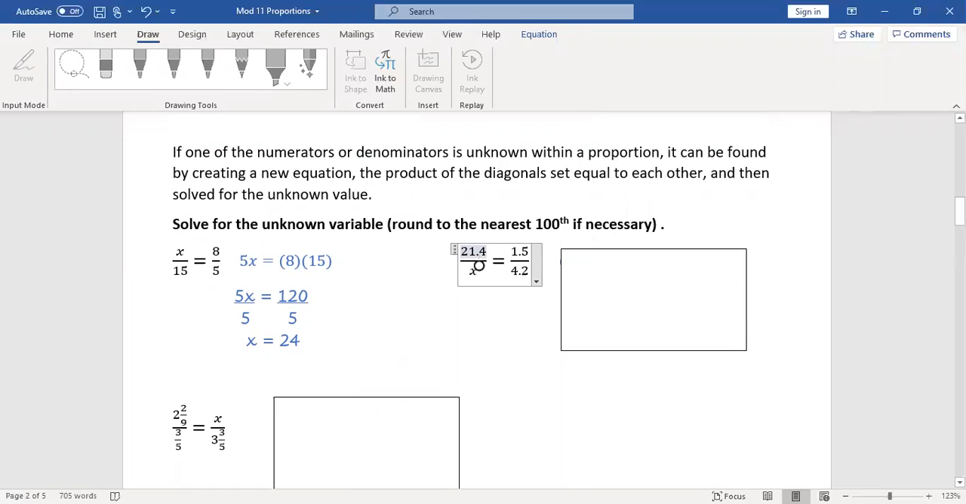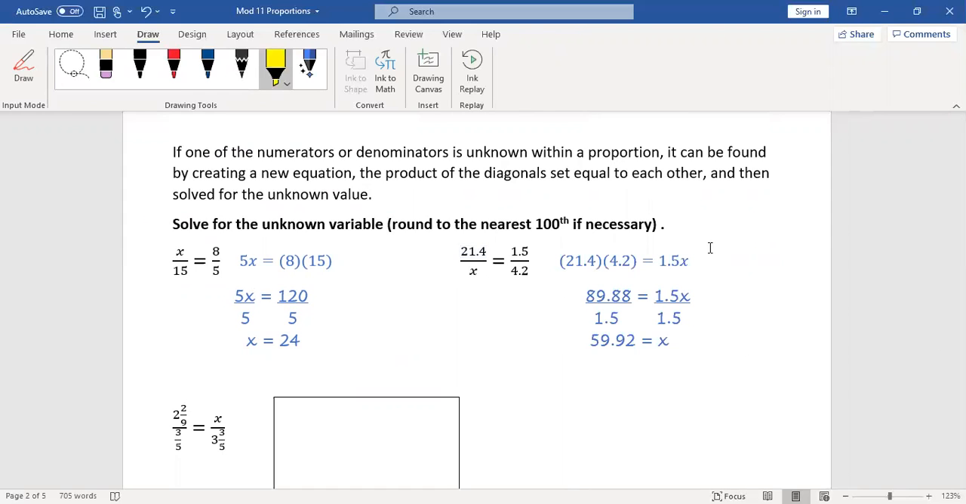So again, on this one, I'm going to take my numerator, my 21.4, times my 4.2, and set it equal to 1.5 times x. And then again, I'm going to divide away my 1.5, which is my coefficient in front of my variable. I'm going to divide it from both sides, and I'm going to get the value of x, which is 59 and 92 hundredths.